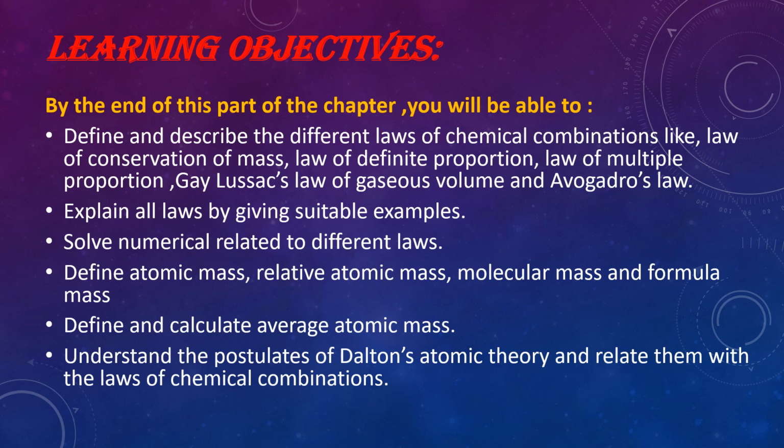Learning objectives of this part are that after this part, students will be able to define and describe different laws of chemical combination like law of conservation of mass, law of definite proportion, law of multiple proportion, Gay-Lussac's law of gaseous volume, and Avogadro's law. You will be able to explain all the laws by giving suitable examples. You will be able to solve numericals related to different laws.